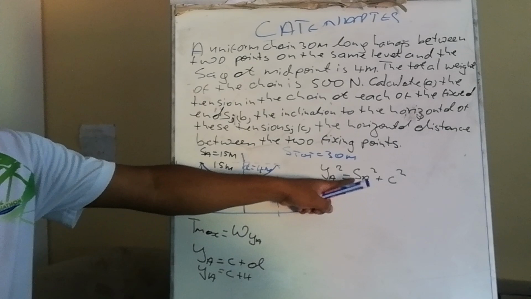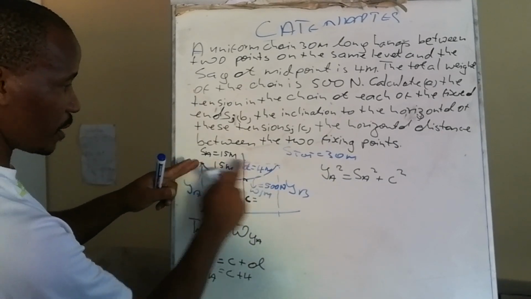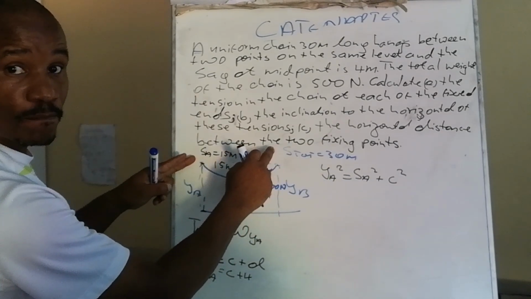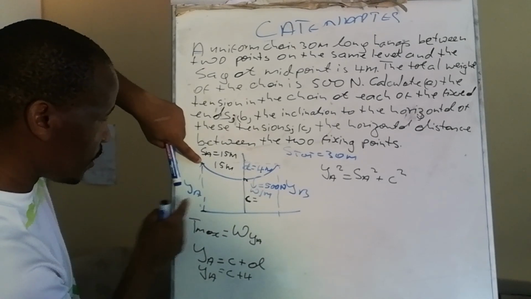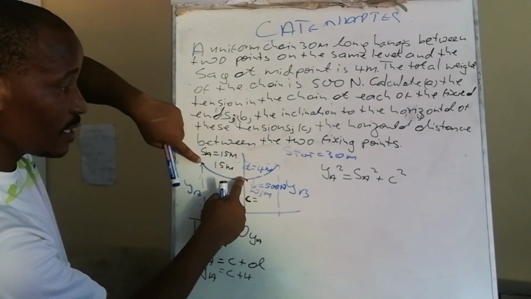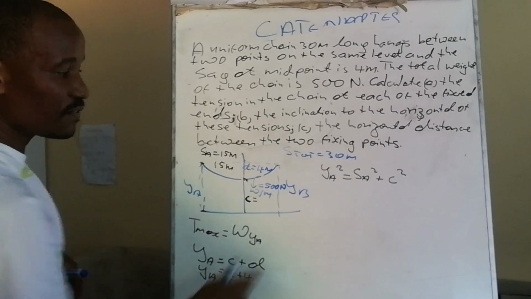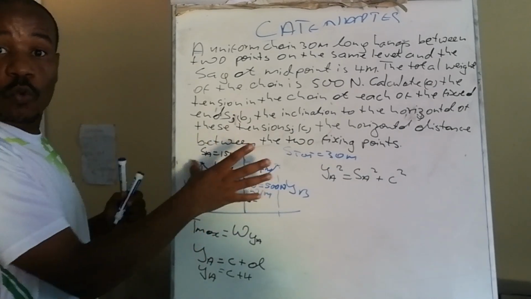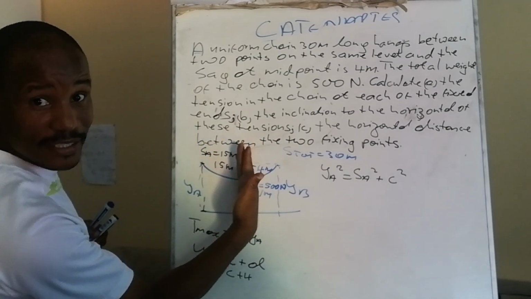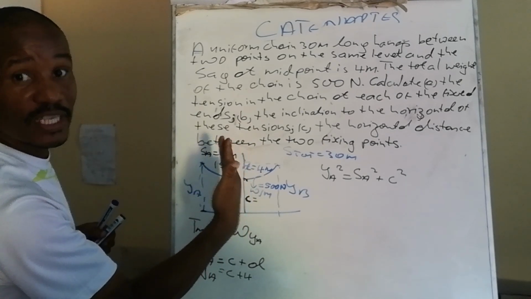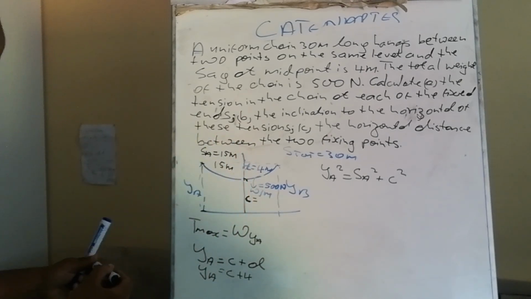You've got SA. The total S from here to there is 30. But S from here to there is 15. So you've got SA as 15. You choose this. You can't work both sides. You always have to cut it into half. That's the principle.